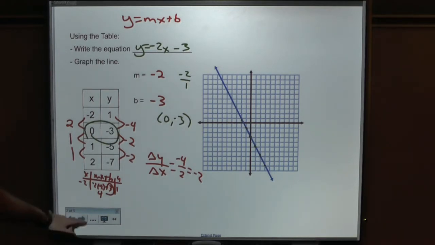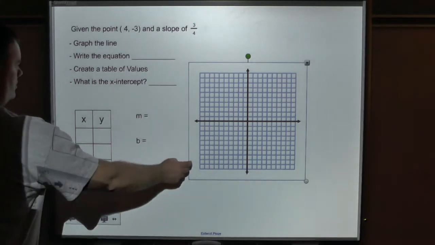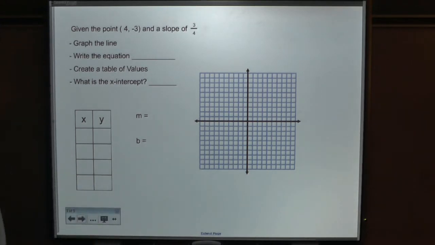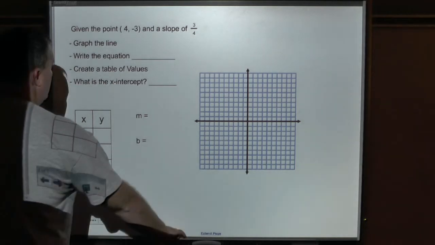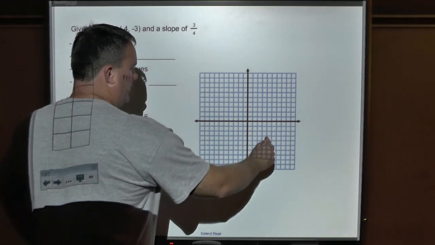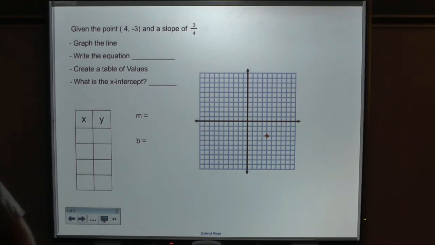Next one. Given the point 4, negative 3, and a slope of 3/4. What we're going to do now is start off with graphing a line. So, let's graph the line. 4, negative 3. So 1, 2, 3, 4, down 3. So start with that. Then the slope is 3/4.